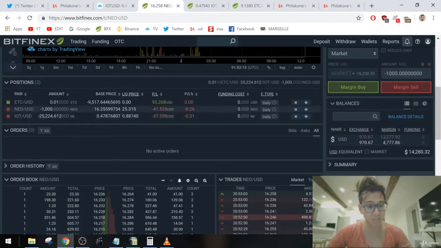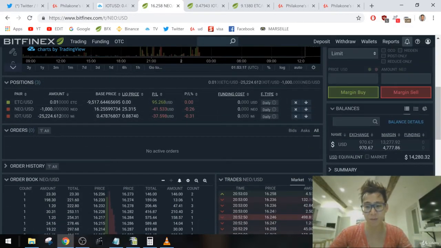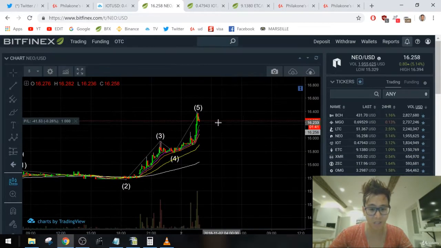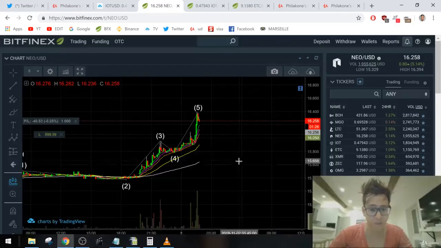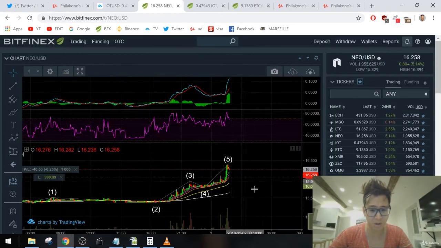My Neo position is 255-ish. I'm just going to put my Neo position for a 1% gain down, about 16.05. It's going to be about $200 gain, and we'll see exactly how this ends up playing out right here. Very difficult for me to think I'm going to lose this trade, to be quite honest, okay?